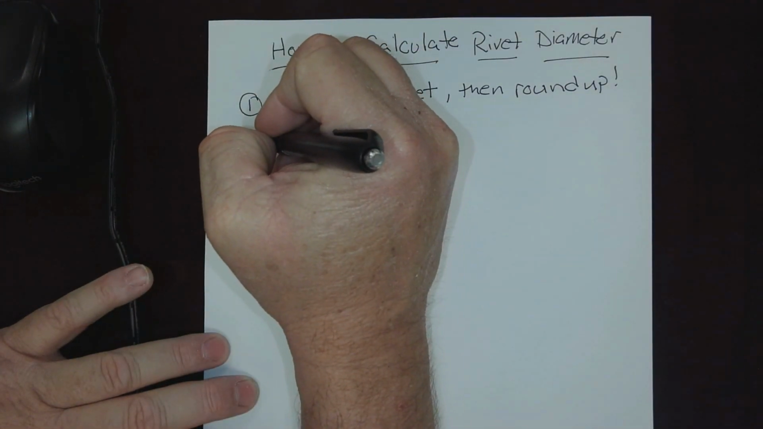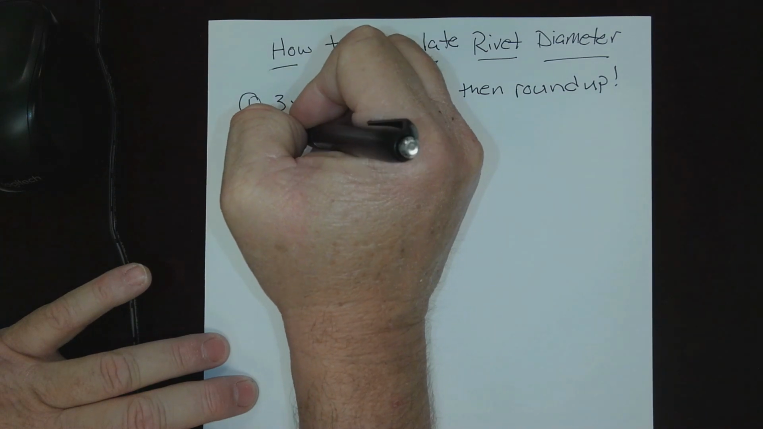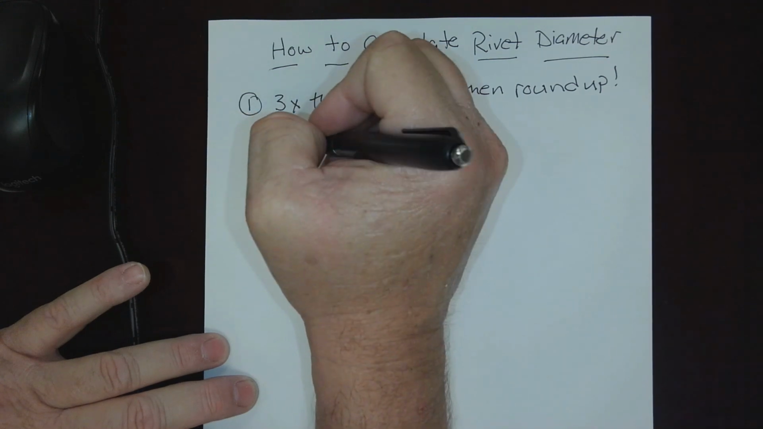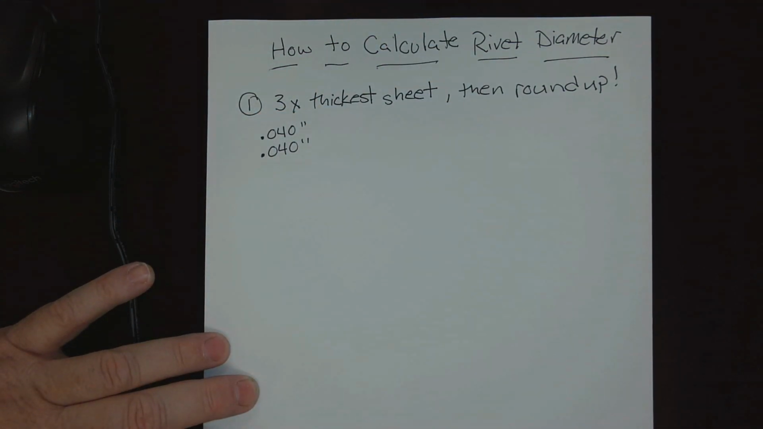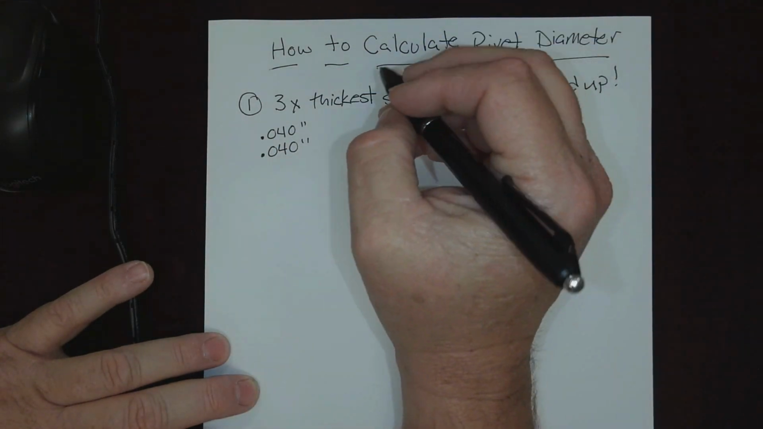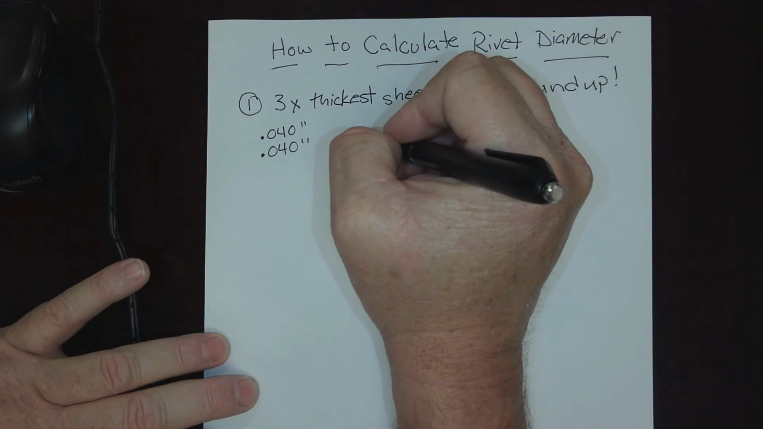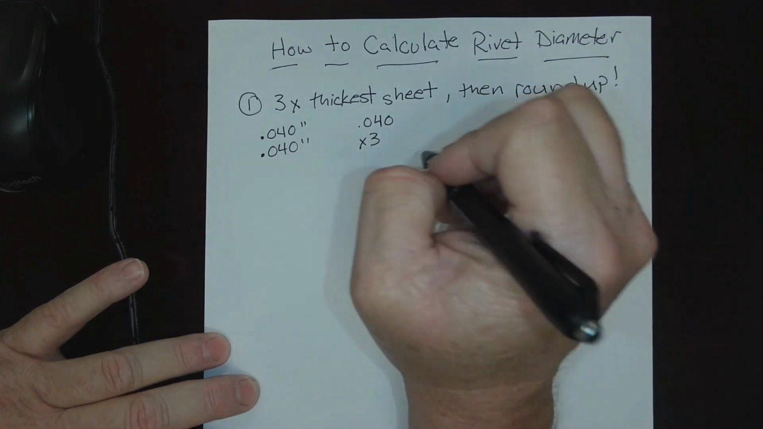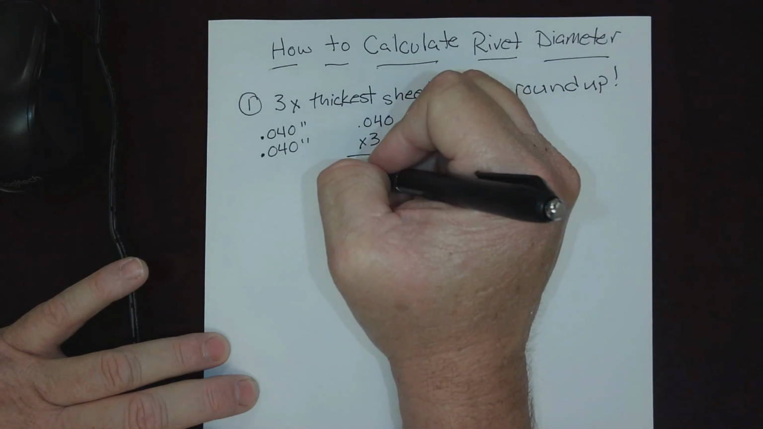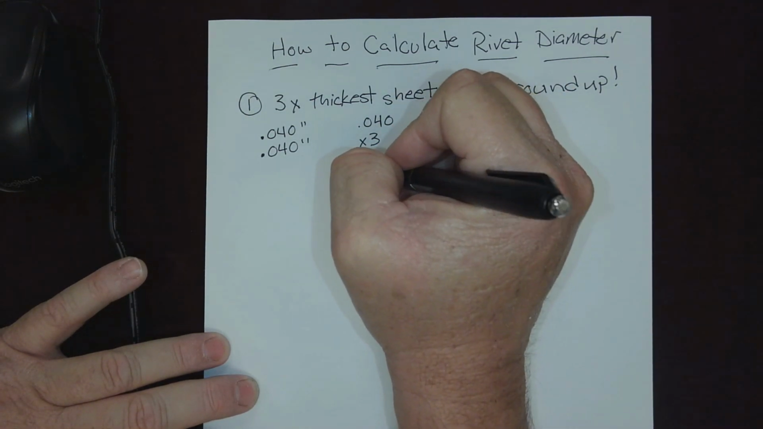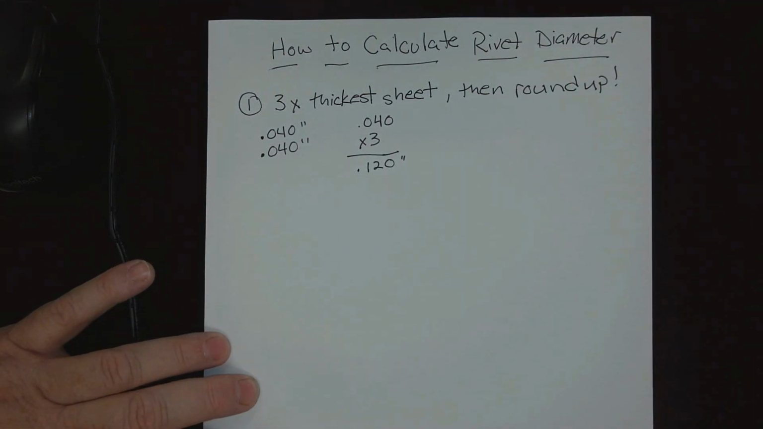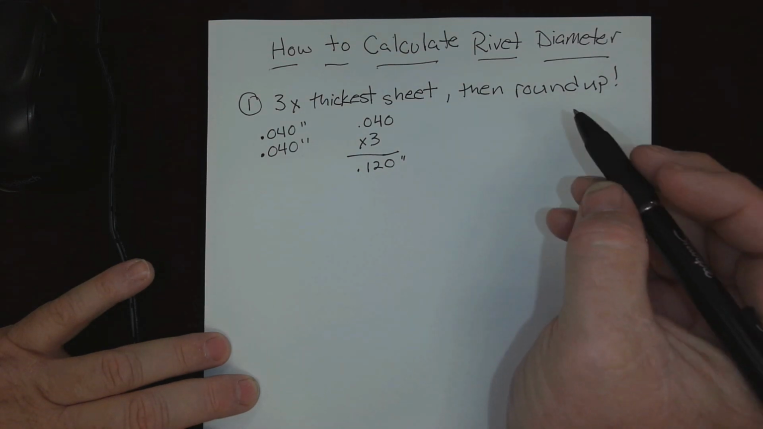So let's say we're going to join 2 40,000ths of an inch sheets of metal together. That's common in our lab and in our shop. Well, let's apply this rule. We'd say 3 times the thickest. Well, they're the same, so it doesn't matter. So 3 times the thickest, well, that would be 3 times 40, which would equal 120 thousandths of an inch. So that takes care of the first part of this rule.